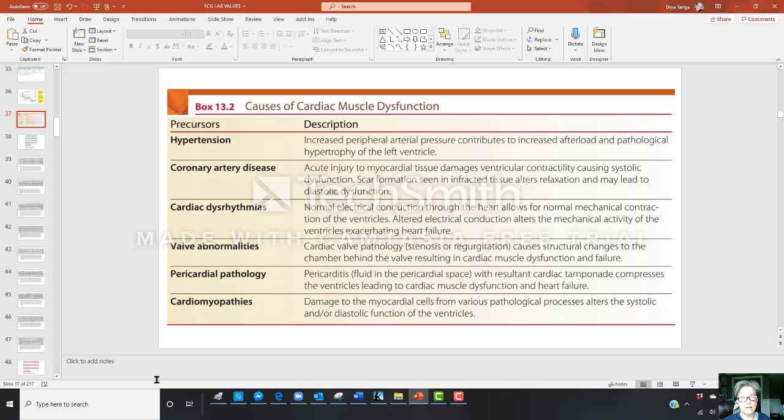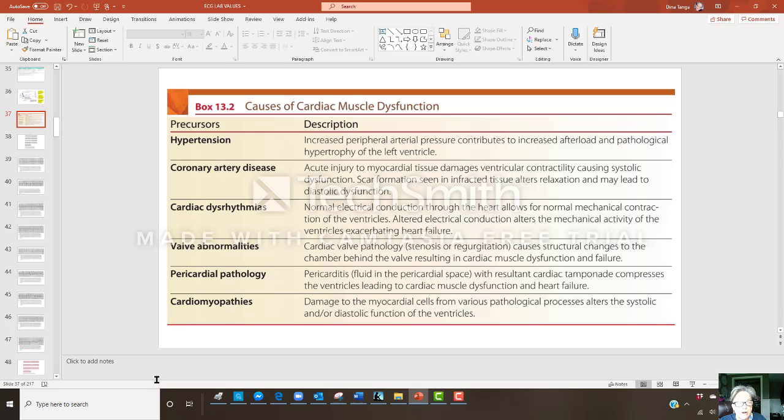Cardiac dysrhythmias. Normal electrical conduction through the heart allows for normal mechanical contraction of the ventricles. Altered electrical conduction alters the mechanical activity of the ventricles, exacerbating heart failure. Valve abnormalities. Cardiac valve pathology, stenosis or regurgitation, causes structural changes to the chamber behind the valve, resulting in cardiac muscle dysfunction and failure.